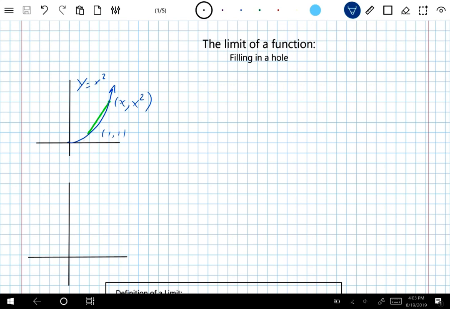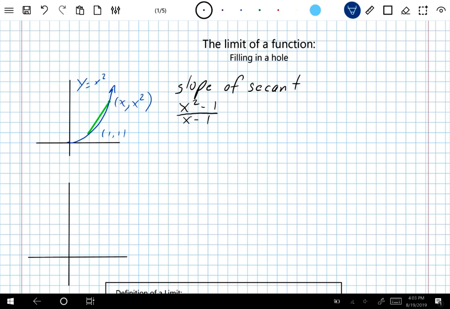Well, that's just going to be, let's write this down. Slope of the secant is going to be the change in the y values. So it's x squared minus 1, over the change in the x values, x minus 1.